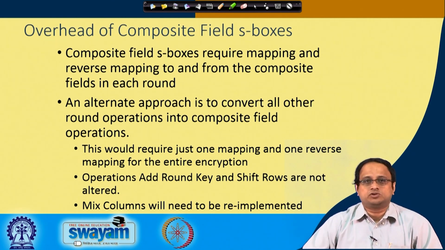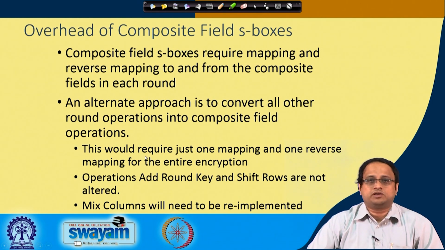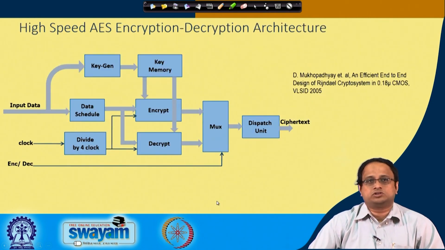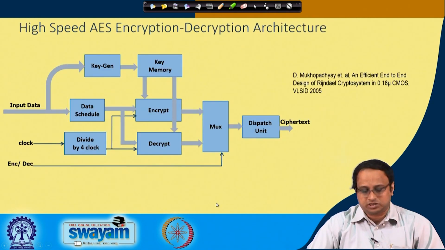So therefore, this would just require one mapping and one reverse mapping for the entire encryption or decryption, and the operations like add round key and shift rows are of course not altered, but the mix columns has to be re-implemented like the S-Box. Okay. So let us try to take a look at the overall architecture in that case.